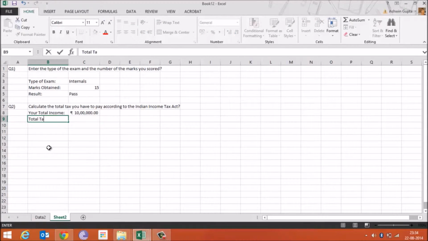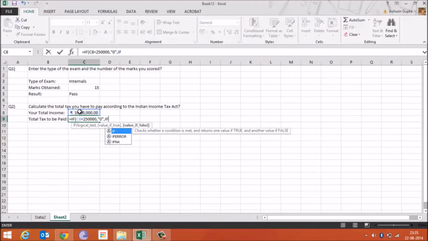Now the second row, containing the total tax to be paid, will be the one having the formula input into it. Here again we use if commands. The first one will be testing if the total income is below the first slab, that is 250,000, which would mean the tax would be 0.